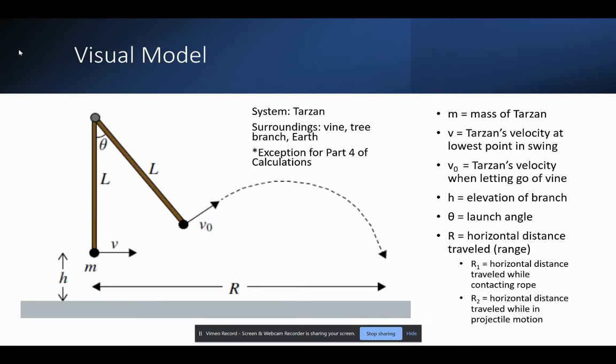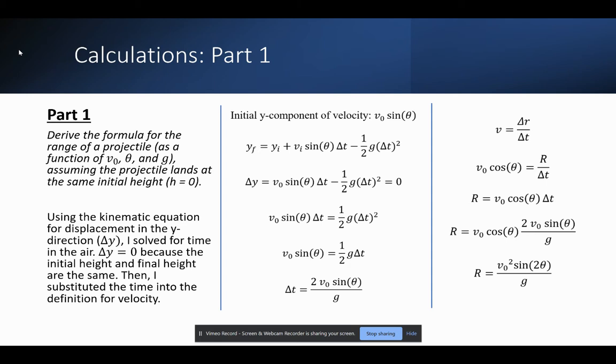Here, the system is Tarzan, and the surroundings are the vine, tree branch, and the earth. However, there will be an exception when we use the energy principle, which will be discussed later. In part 1, the task was to derive the formula for the range of a projectile as a function of v naught, theta, and g, assuming the projectile lands at the same initial height, i.e.